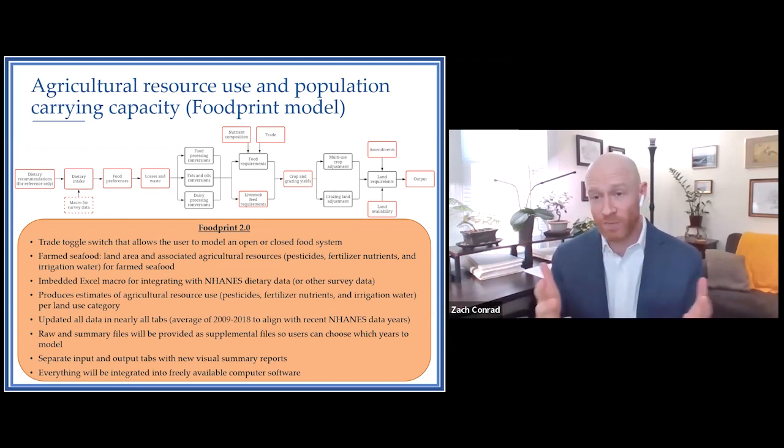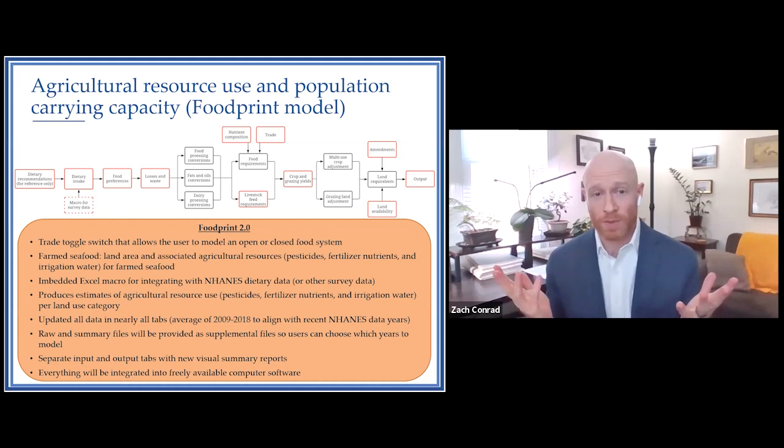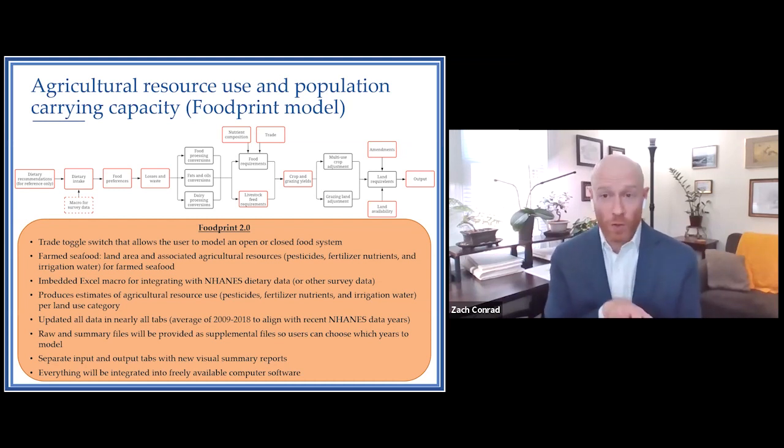We're including farmed seafood, which wasn't included in the previous model. So what are the land requirements and agricultural resource requirements for that? The macro, which I've just talked about, which allows you to integrate NHANES data. Also, the original Foodprint model didn't allow you to estimate the agricultural chemicals and irrigation water. It now does. We did large-scale updating of all of the input data. And then we're also creating, and this hasn't been released quite yet, so this is kind of a sneak peek behind the scenes, a computer software so that researchers in multiple capacities can access this, but it's also designed for public use as well.